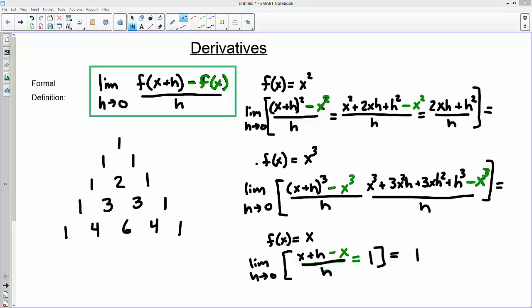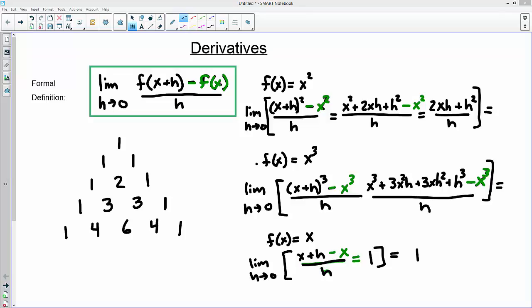Okay, so we're going to talk about a much quicker way to do derivatives. And we're going to start with the formal definition of derivatives, which we covered in the previous videos. So in the upper left-hand corner, of course, there it is: the limit as h approaches 0 of f of x plus h minus f of x over h. And what I've done here on the right is I've shown you three different applications of this formal definition.